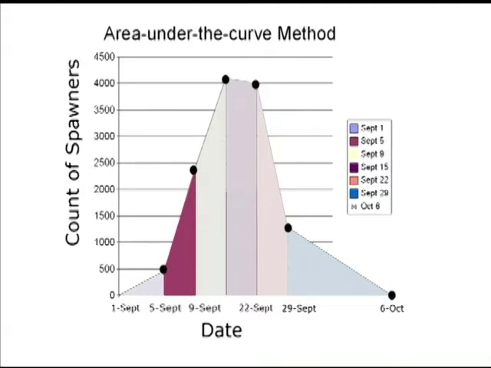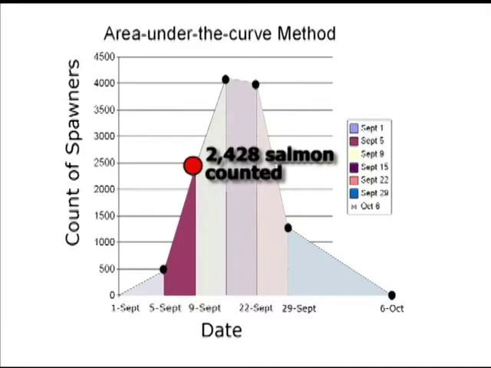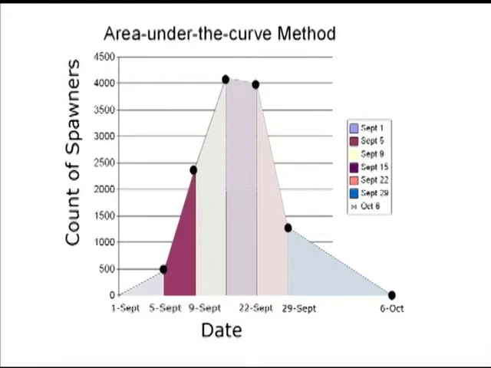So here we have some data from the Nicola River for Chinook salmon, and on the first date, September 1st, we estimate there were 0 fish spawning at that time. We then went 4 days later on the 5th of September, and we counted 499 spawning Chinook salmon. And then we went out another 4 days later on the 9th of September, and we counted 2,428 spawning salmon. And we plot these data by the number of days throughout the spawning period.